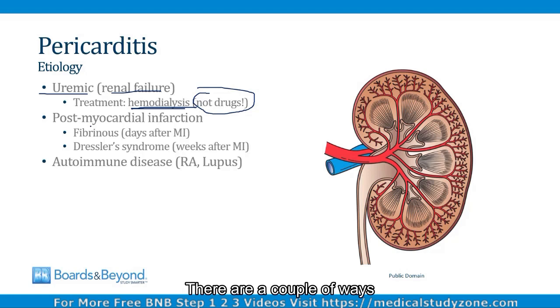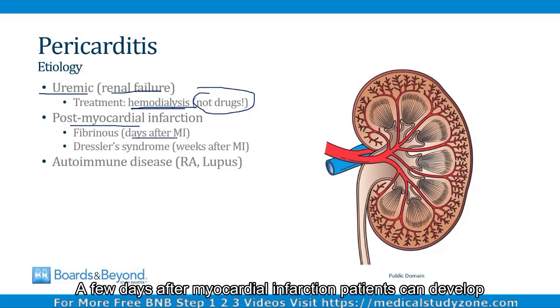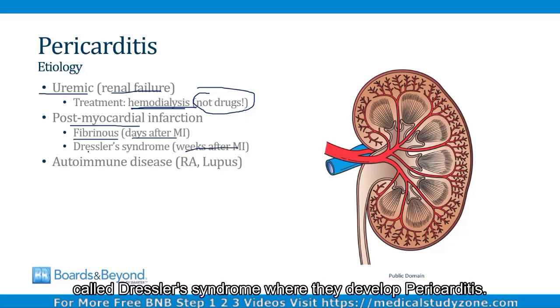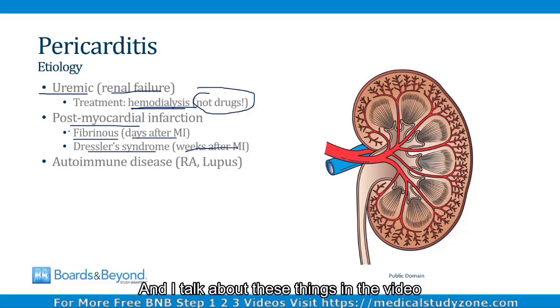There are a couple of ways that patients can develop pericarditis following a myocardial infarction. A few days after a myocardial infarction, patients can develop what's known as fibrinous pericarditis. This is where the inflammatory cells of the infarction travel and cause inflammation of the pericardium. And then a few weeks after myocardial infarction, patients can develop an autoimmune reaction called Dressler syndrome, where they develop pericarditis. And I talk about these things in the video on myocardial infarction.